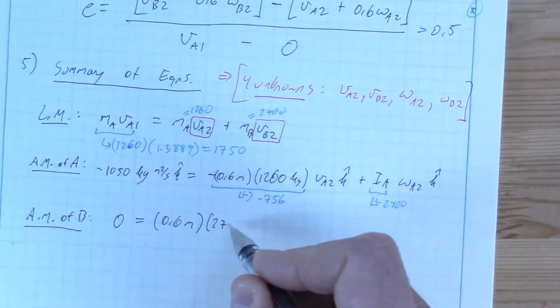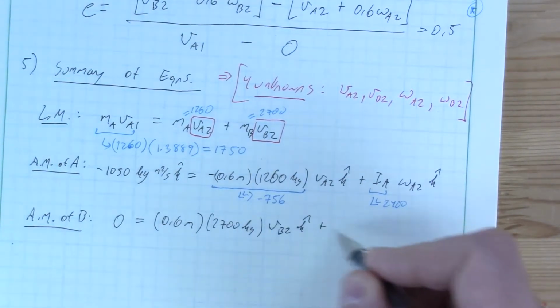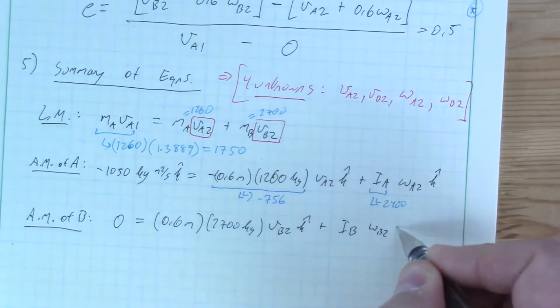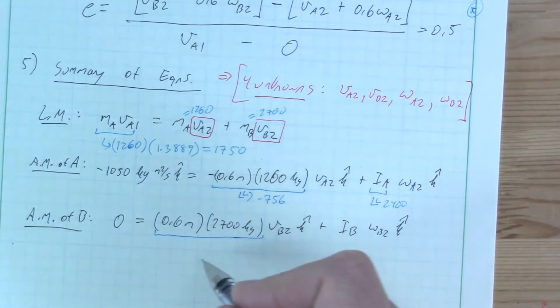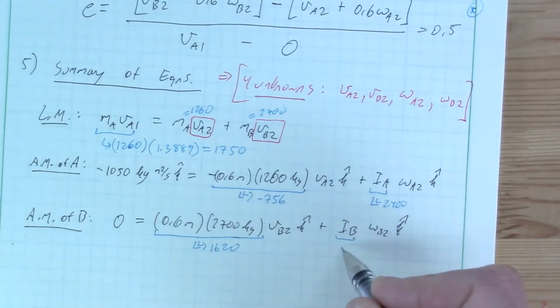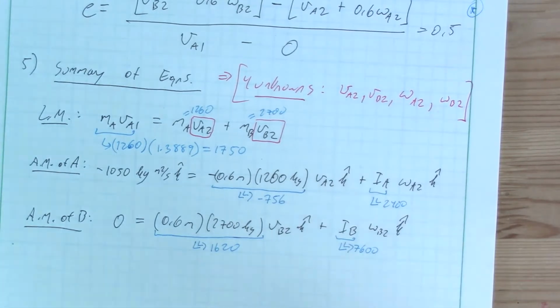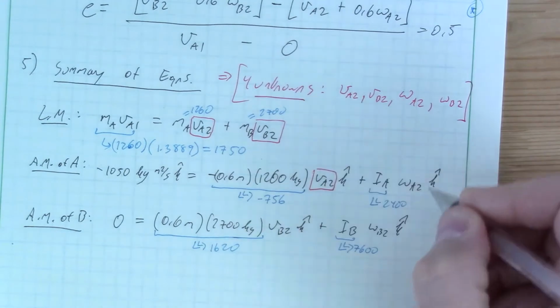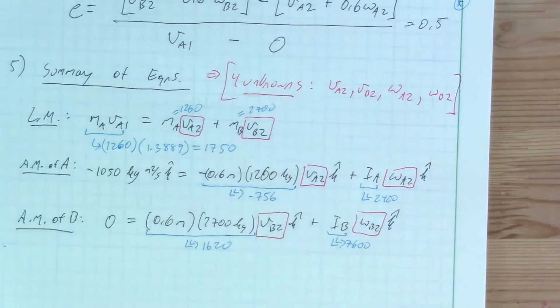The mass now of car 2 is 2,700 kilograms VB2 k-hat, and then the other term was IB omega B2 k-hat. So this product there is 1620, and this is given in the problem statement as 7,600. And that's it for that one, right? Oh, and I haven't been circling my unknowns. There's an unknown, there's an unknown, there's the unknown, there's the unknown.